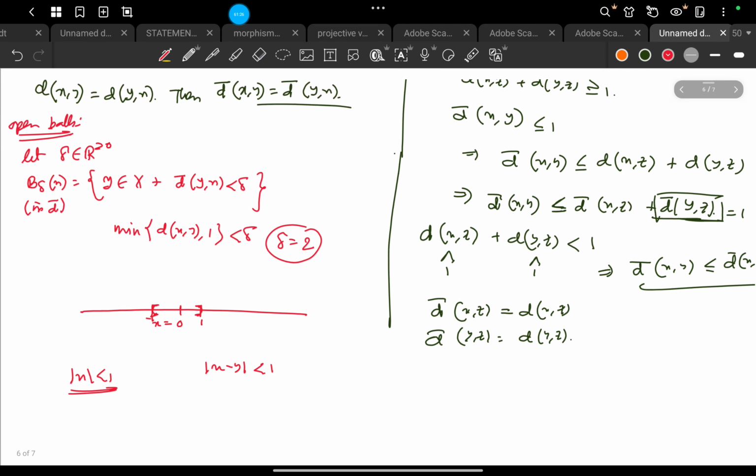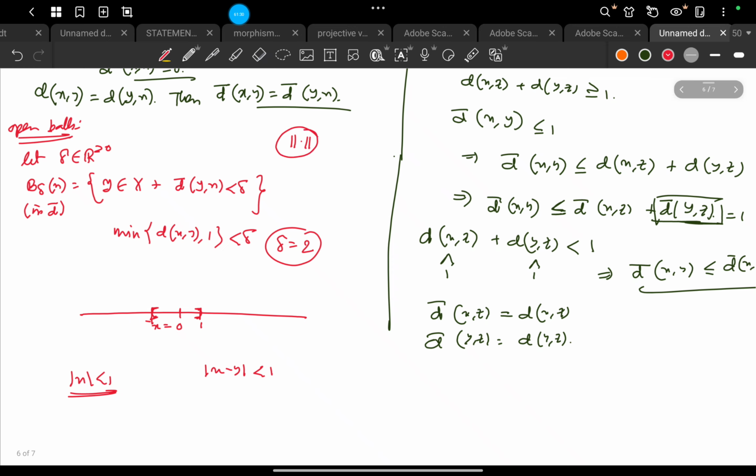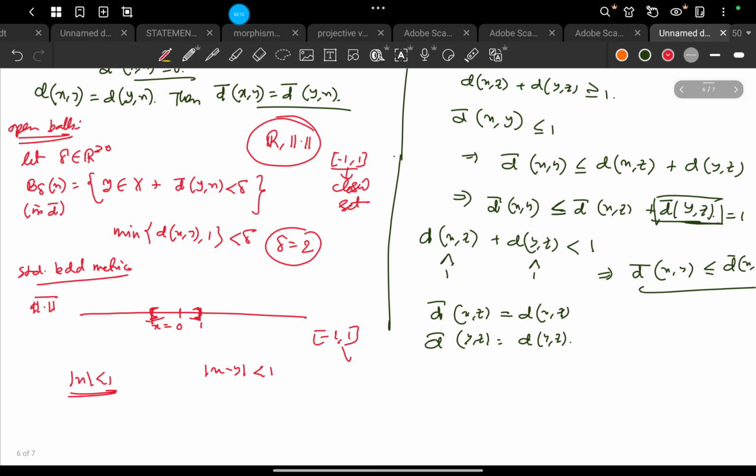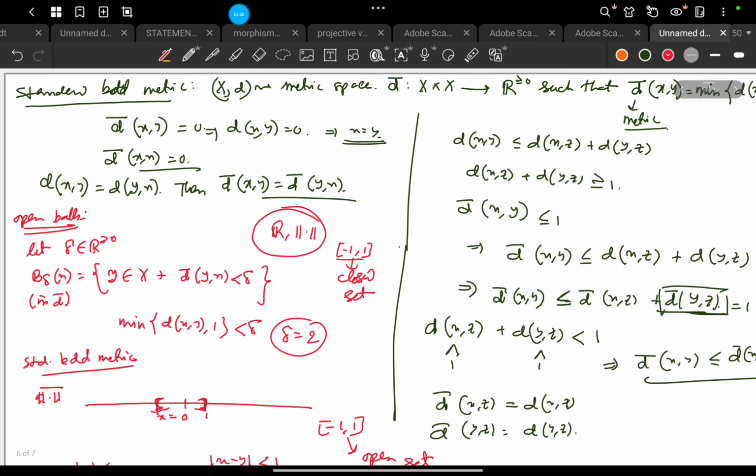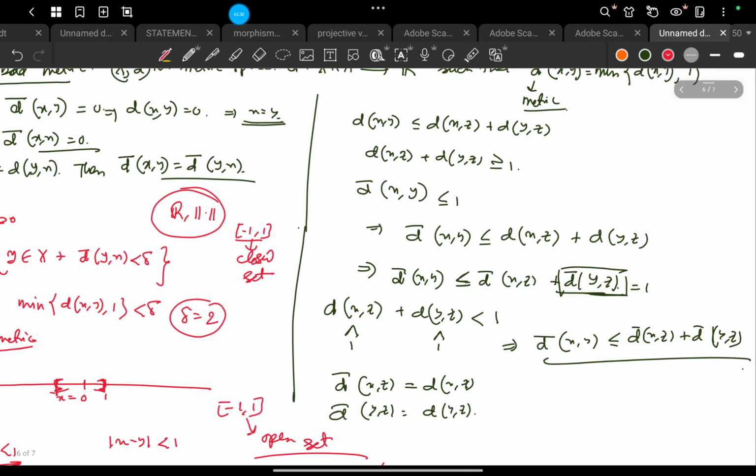It is a very interesting thing that suppose we take the normal Euclidean metric, once you consider R with the normal Euclidean metric, then minus 1 to 1 is a closed set. But once you take the standard bounded metric, that is d bar, then this particular closed set becomes an open set. So minus 1 to 1 is an open set. Okay, that's a very beautiful example. So we have introduced a very standard bounded metric. It might be helpful in later cases.